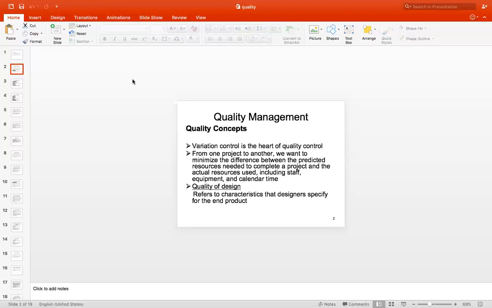Means he should, even from the designing phase, from the starting itself, the person who is doing the designing should have the view of the end product. So he should always put the end product in his mind, and he should do the design in such a way that this design will give a good quality output.